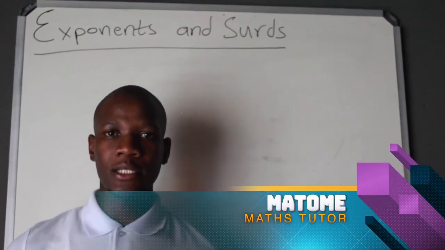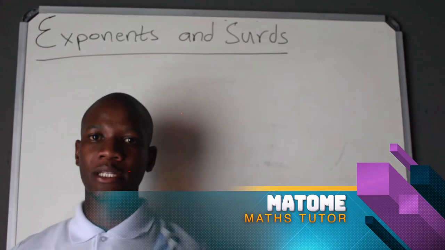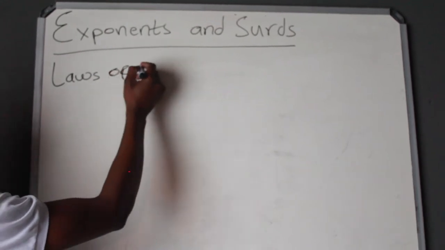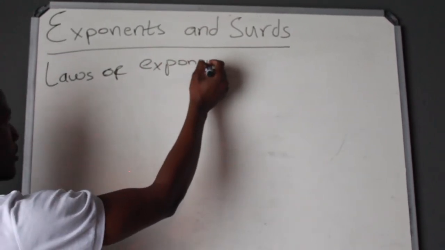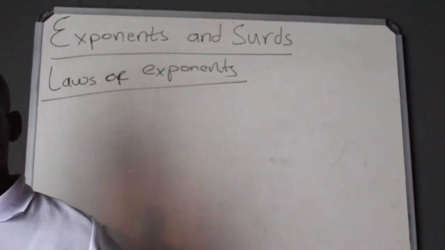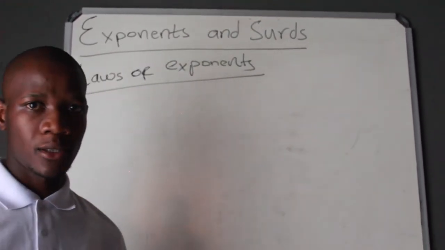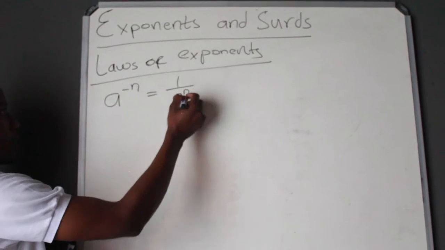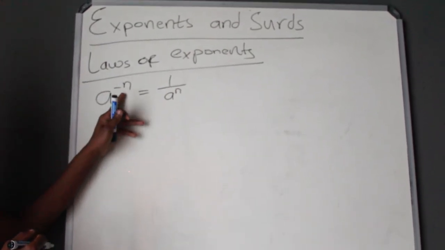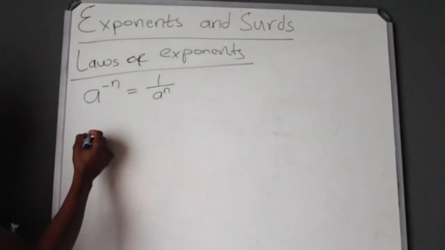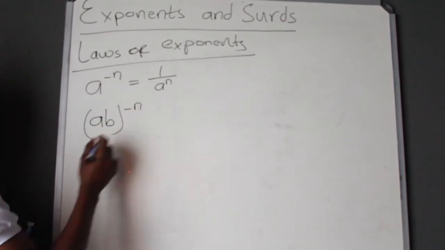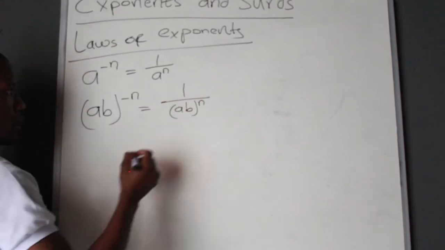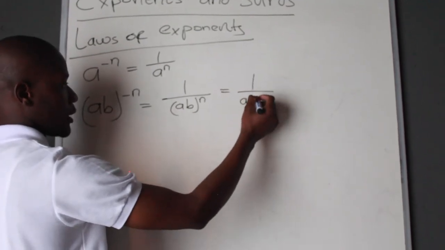Hi guys, I'm doing exponents and surds. It's a continuation from grade 10 exponents. Laws of exponents. Grade 11, I'm just explaining additional laws from grade 10. So, a to the power negative n is equal to 1 over a to the power n. We know any number to the power of a negative exponent is written as a fraction. So (ab) all raised to the power negative n is going to be 1 over (ab) all raised to the power n, which is 1 over a to the power n, b to the power n.